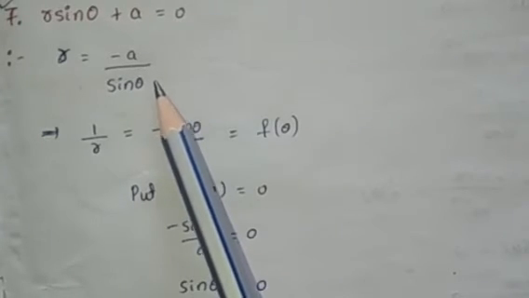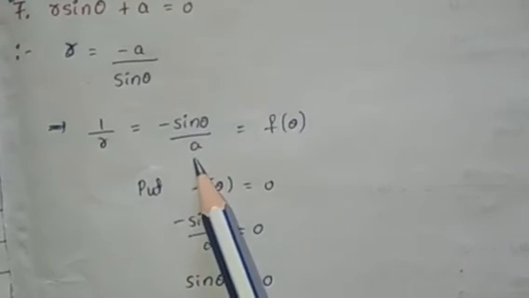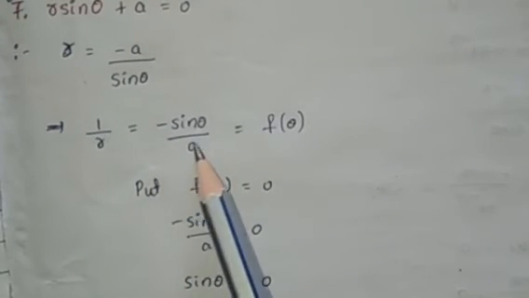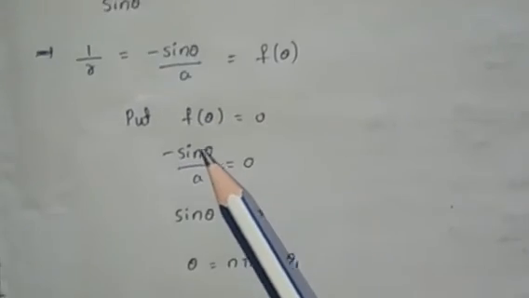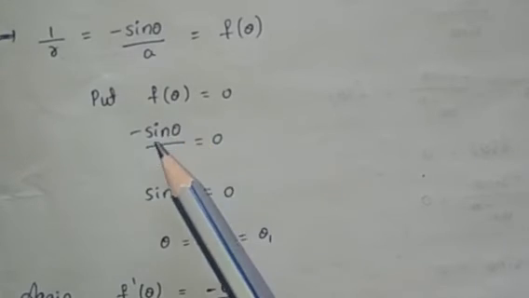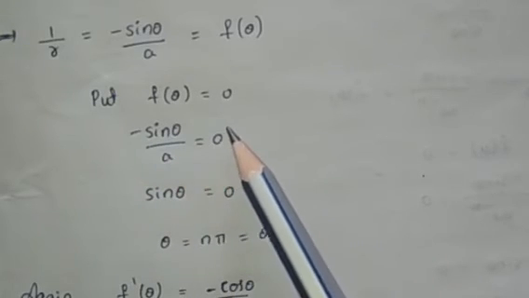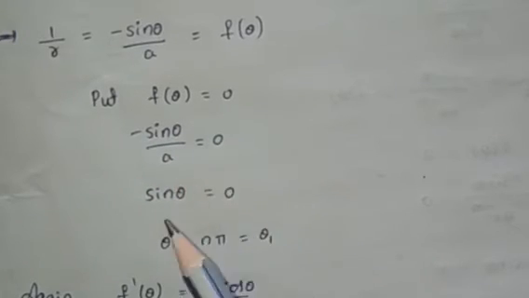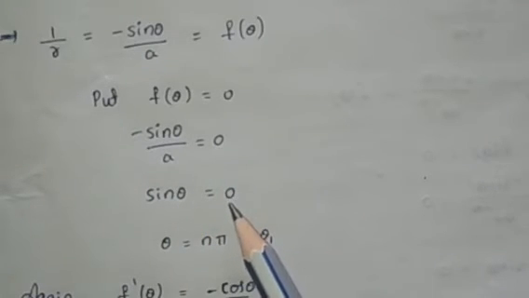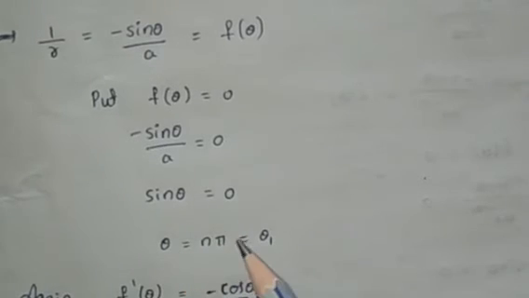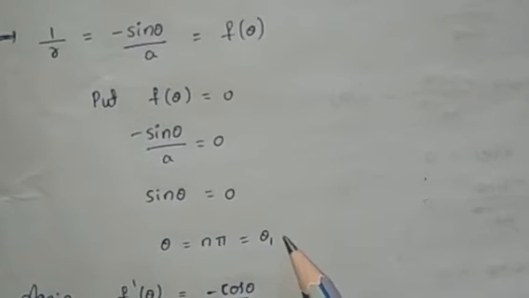You write this as r is equal to minus a by sin theta. You take the reciprocal: 1 by r is equal to minus sin theta by a. Consider this as f of theta. Put f of theta equal to 0 for finding the roots of theta. You get minus sin theta by a equal to 0. This means sin theta is equal to 0. Sin theta is equal to 0 means what about the theta value? Theta value is n pi, which is equal to theta 1.